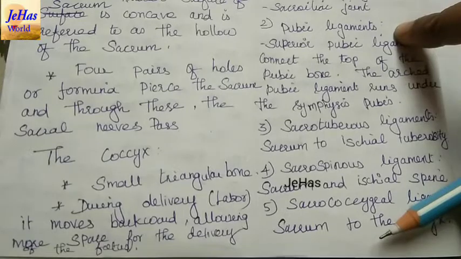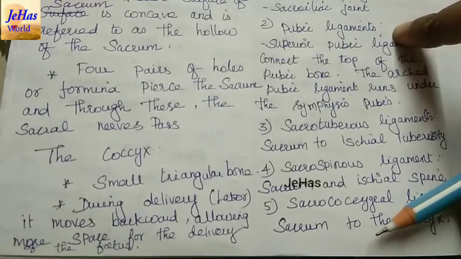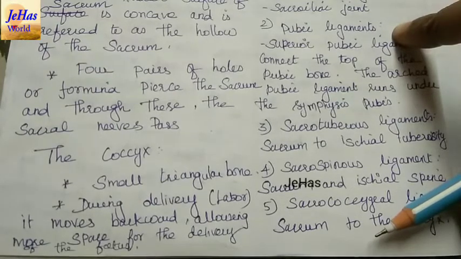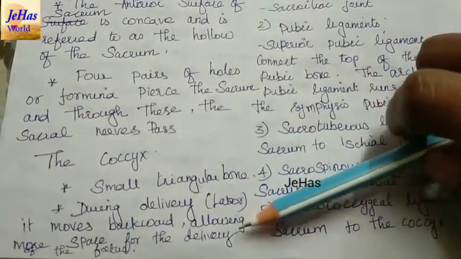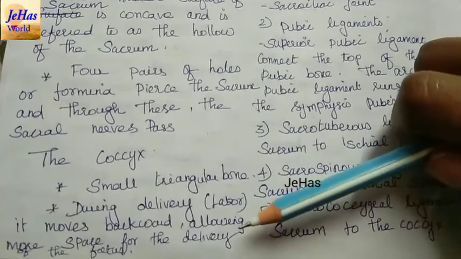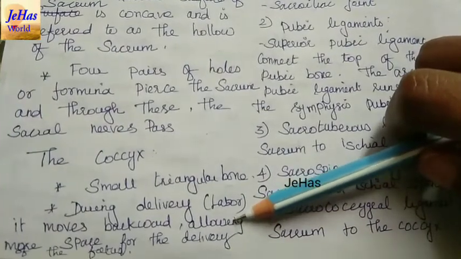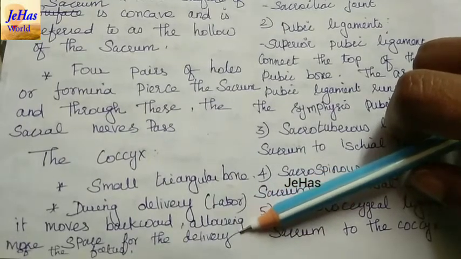Next is the coccyx. It is a small triangular bone with its base uppermost articulating with the lower end of the sacrum. During the labor delivery, it moves backward, allowing more space for the delivery of the fetus. So these are all the parts of the pelvic bone.